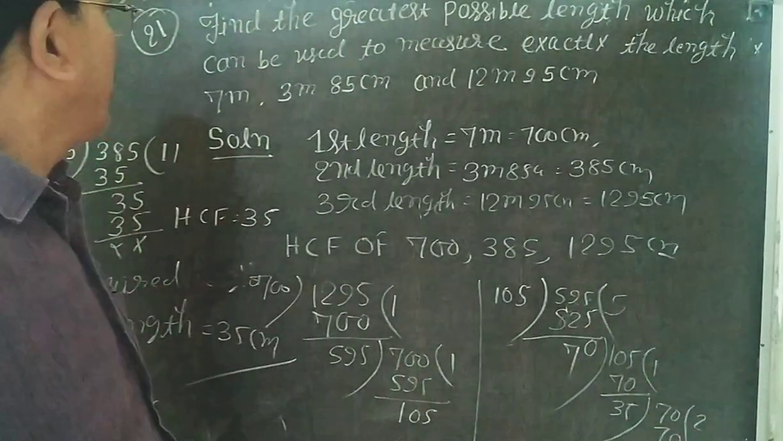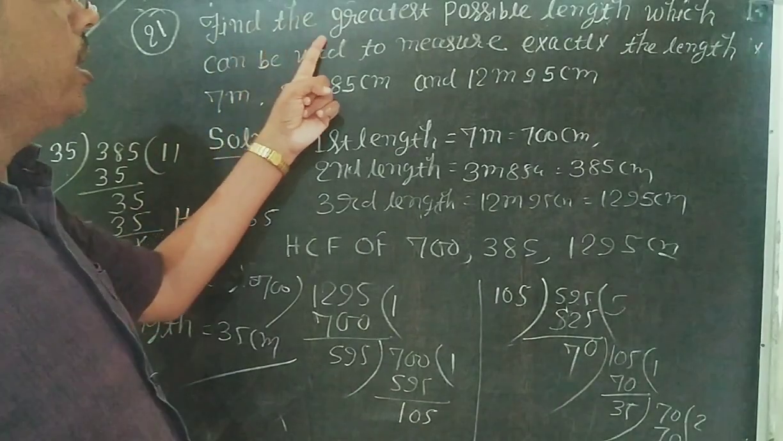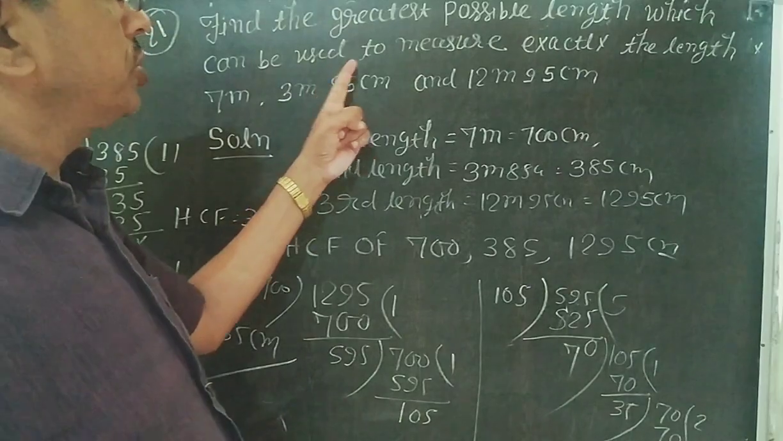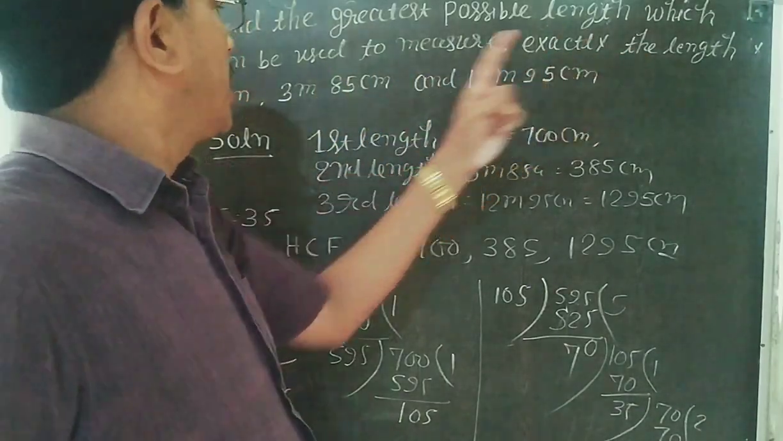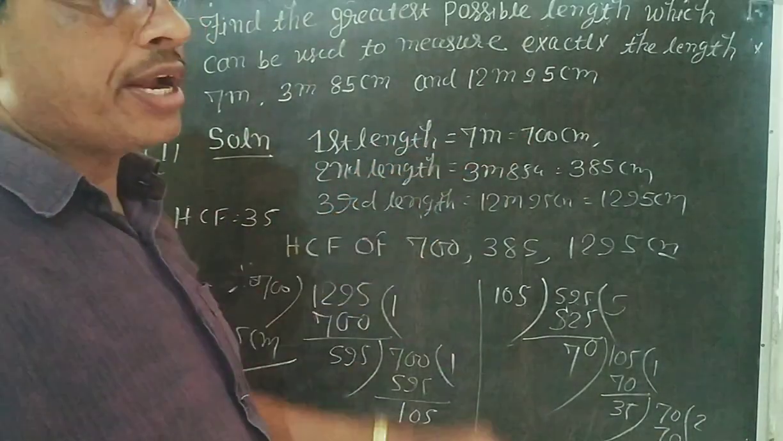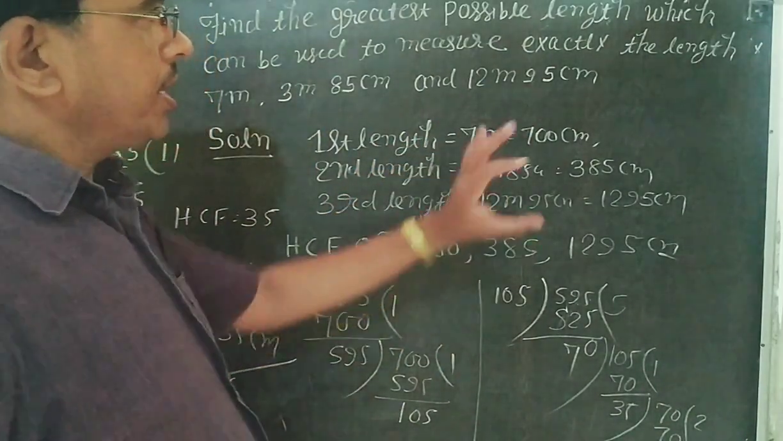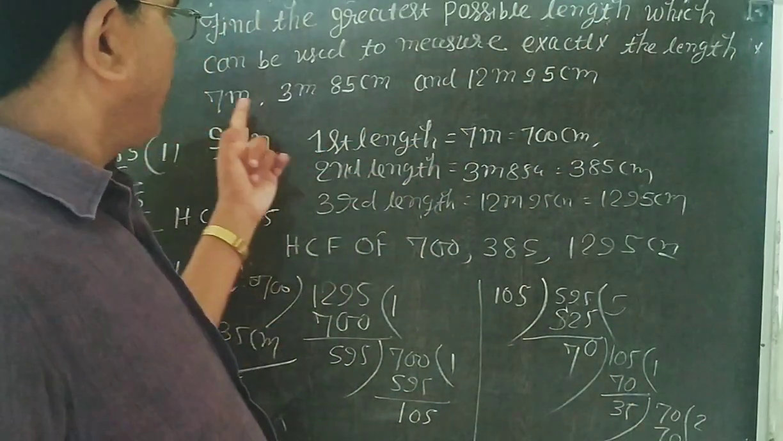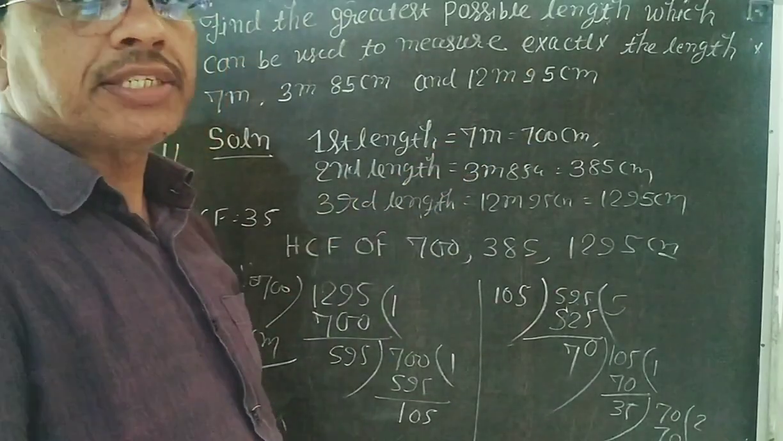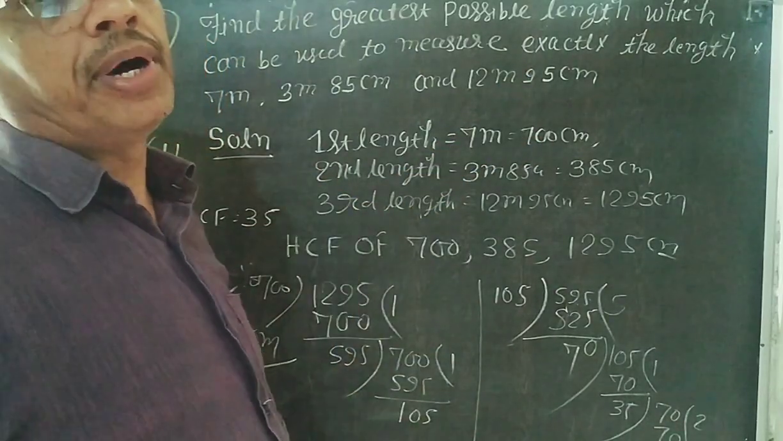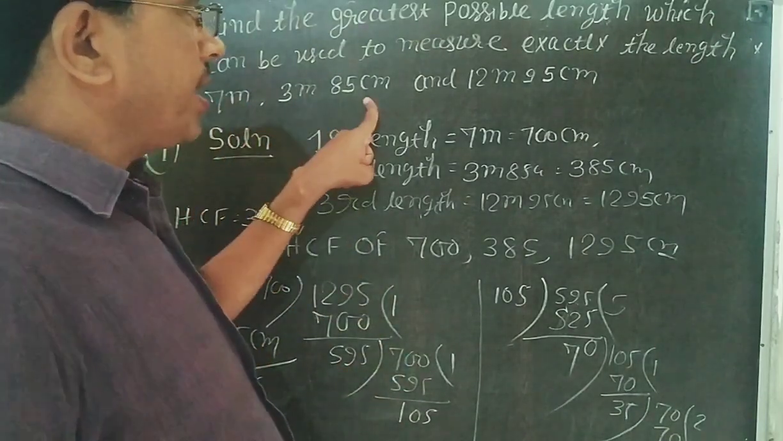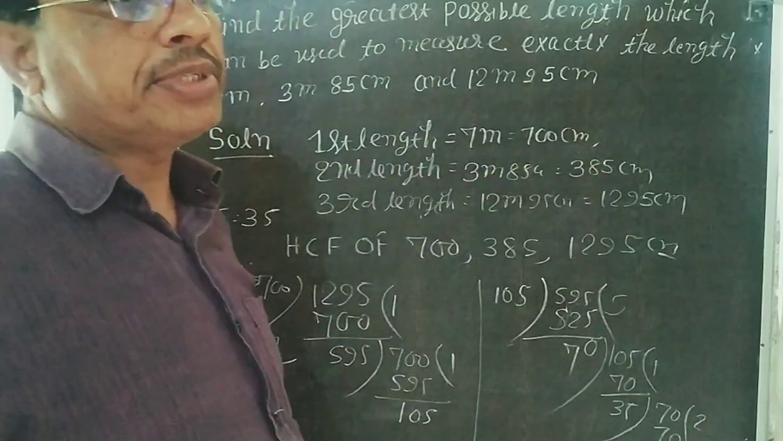Now see question number 21: find the greatest possible length which can be used to measure exactly the lengths 7 meter, 3 meter 85 cm and 12 meter 95 cm. That means, what is the greatest length that divides 7 meter, 3 meter 85 cm and 12 meter 95 cm exactly? That is, what is the greatest number that divides 7 meter, 3 meter 85 cm and 12 meter 95 cm exactly?